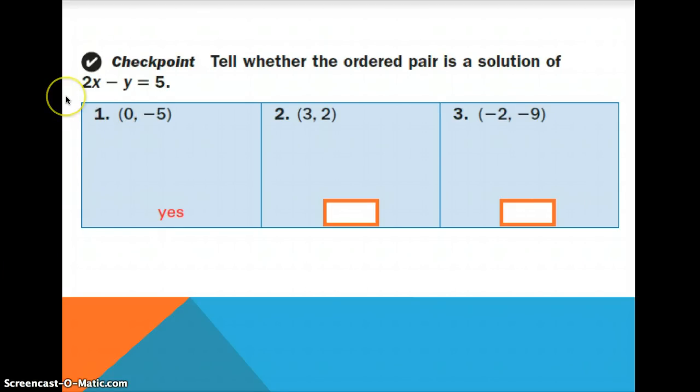3 times 2 is 6, and 6 minus 2 is not 5. That's a no for number 2. 2 times negative 2 is negative 4. Negative 4 minus negative 9. So you're subtracting negative 9, which then makes 5. You have negative 4 minus negative 9.